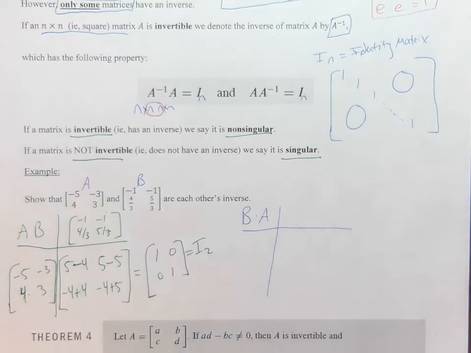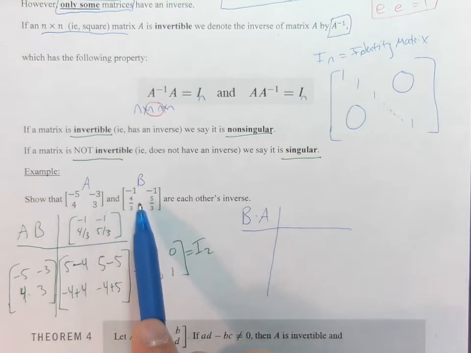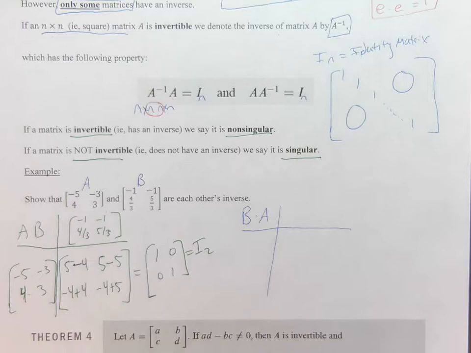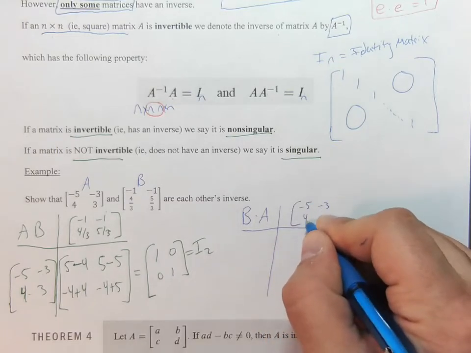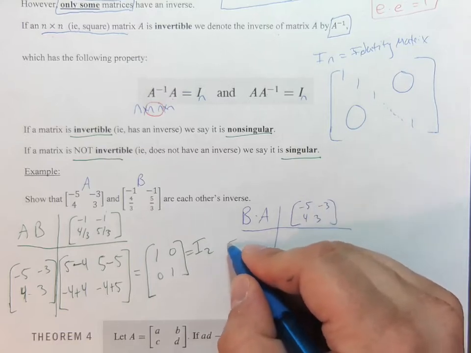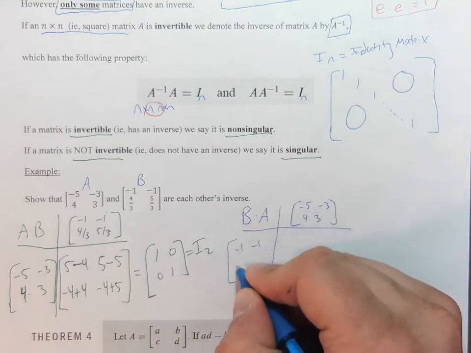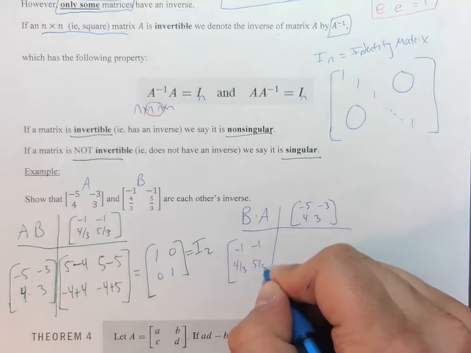Now might be a good time to remind you that when you change the order of multiplication, A times B doesn't always equal B times A. And in a lot of cases that we talked about previously, one of those may not even be defined if we don't have square matrices. But in this case, since we have square matrices and they are each other's inverse, we can do the multiplication and we should get the identity matrix. In this case, we put the A matrix up here, so minus 5, minus 3, 4, 3. We put the B matrix over here, minus 1, 4/3, 5/3.